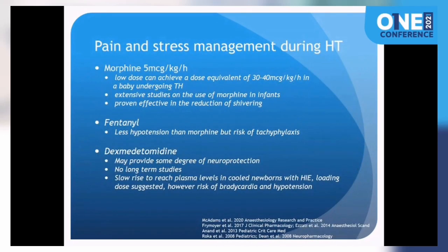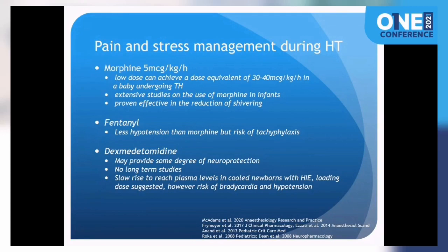As I mentioned, opioids help blunt the stress and metabolic responses to hypothermia. In our protocol, we use low-dose morphine. A study by Freemeyer and colleagues in 2017 indicated that morphine clearance is markedly lower in infants receiving therapeutic hypothermia when compared to normothermic infants. It can be decreased as much as 50%. We use morphine 5 mics per kilo per hour, as a low dose can achieve a dose equivalent of 30 to 40 in a baby undergoing therapeutic hypothermia.